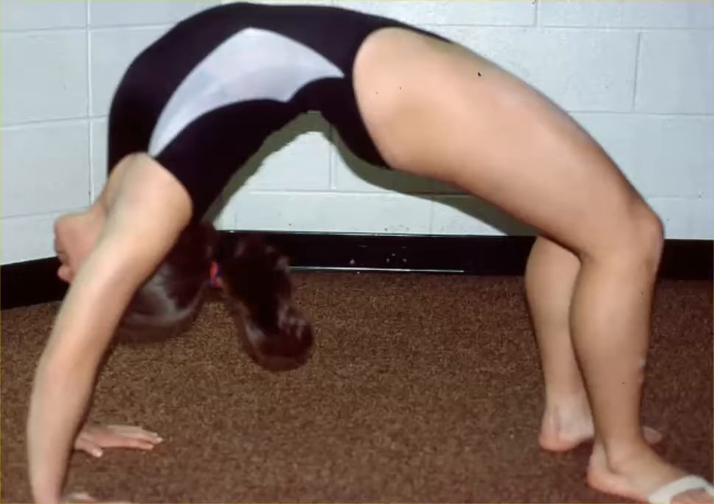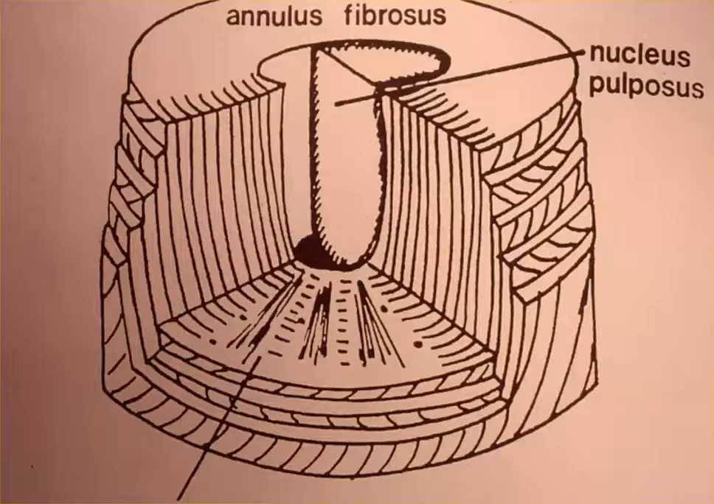So what comprises the disc? The main two features of the disc are the inside part, which is the nucleus pulposus, and the outside part, the annulus fibrosus. The important thing is they're different. The two characters of the anatomy are different, and they occur in a continuum.